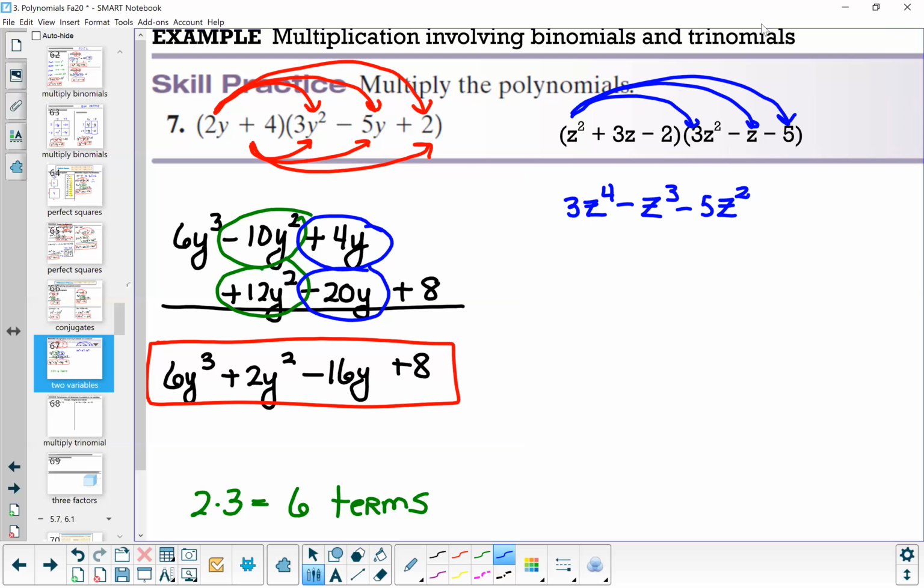Okay, now it can be helpful to use different colors to keep track of your arrows. I'm going to do that, and I'm going to use my green for the 3z. 3z is being distributed to the 3z squared, to the z, and to the minus 5. So 3z times 3z squared is 9z cubed.